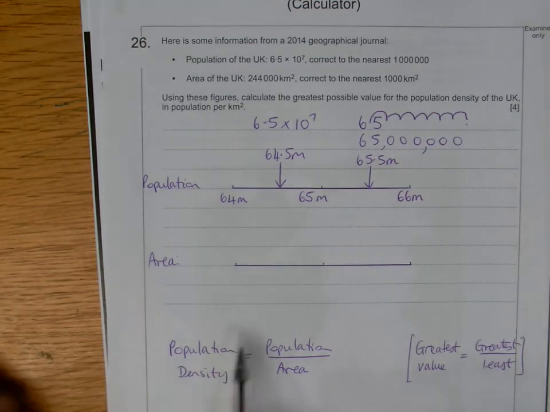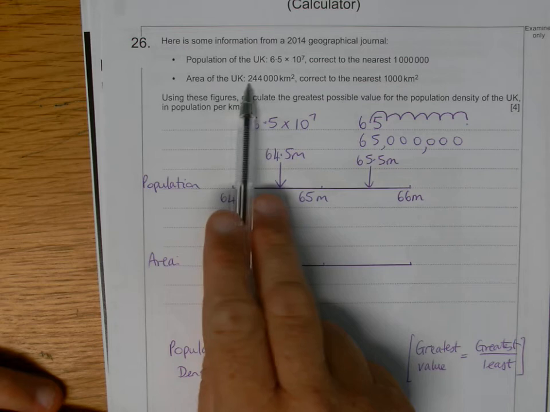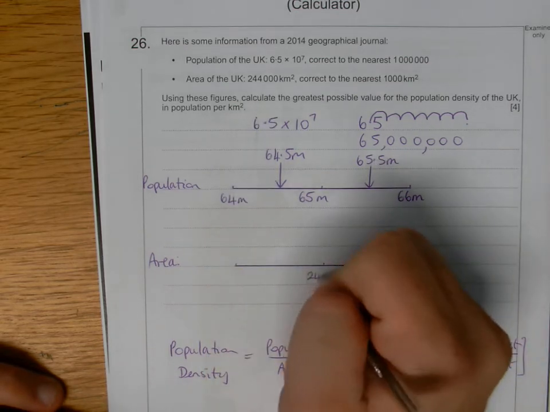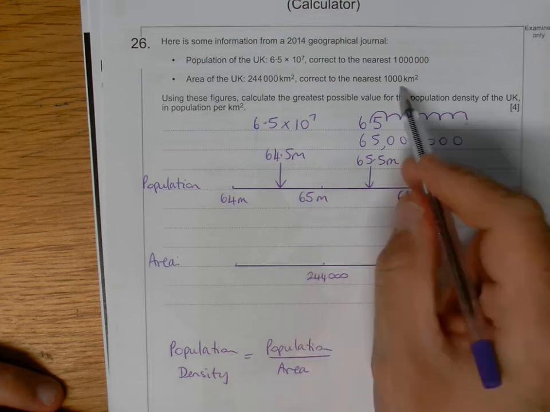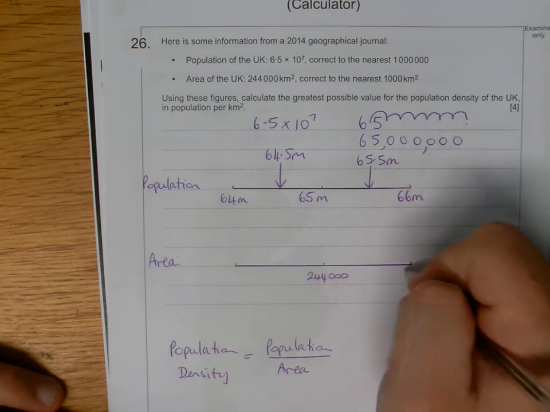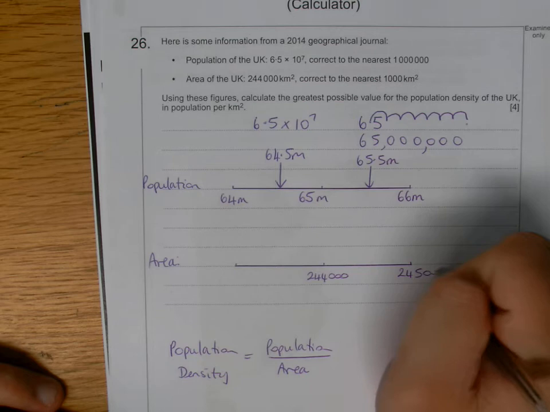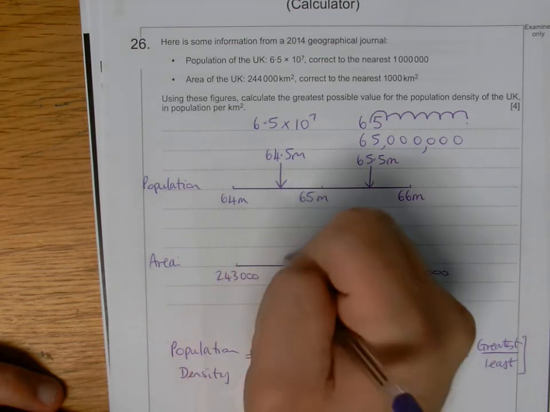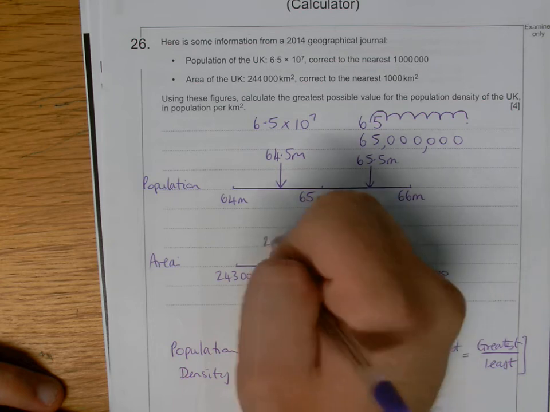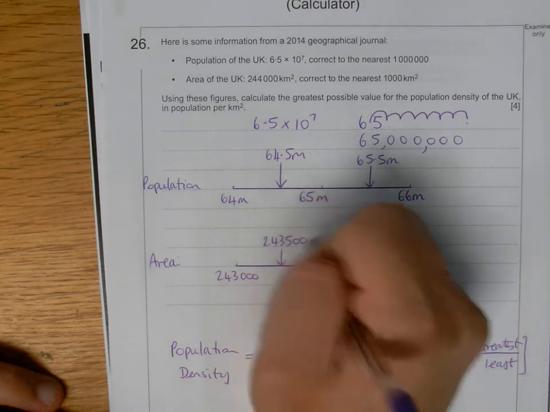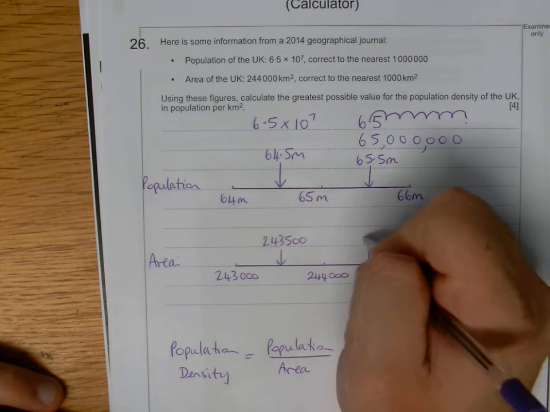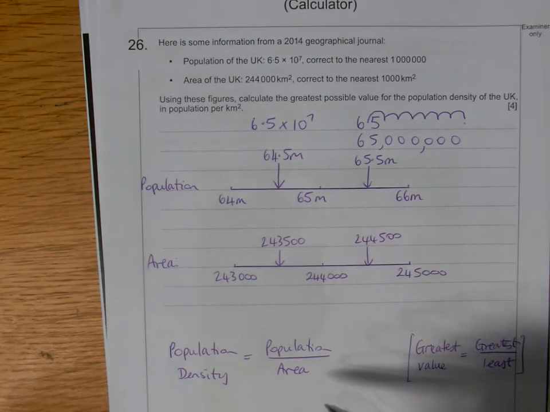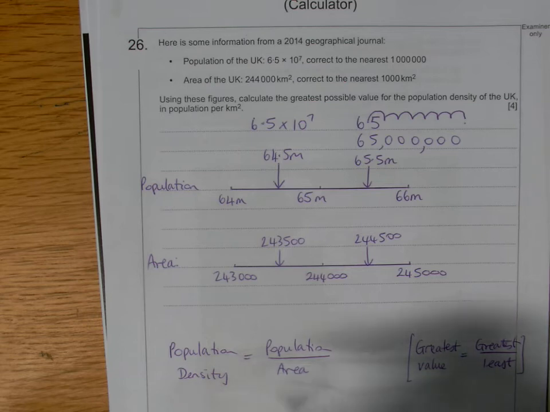Okay, same now for the area. Now the area is 244,000, but this is going up in thousands, isn't it? Correct to the nearest thousand. So my scale is going up in thousands. So you can see then what the least is going to be, what the greatest is going to be. So the least is this, and the greatest then will be here, when it's 244,500.